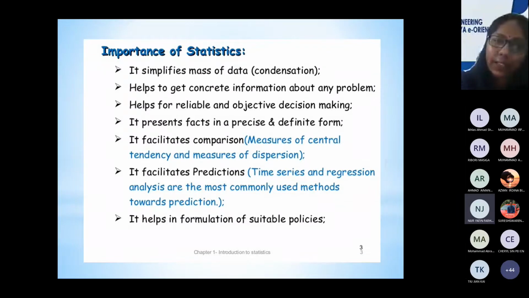Okay, and it presents facts in a precise and definite form. That means with your data, you get exact, precise numbers. If I put in 50 here, it will sell out in 10.5 days. In 10 days, 2 hours and 3 minutes, it will sell out. It can give you precise information, but your information is only as good as your data is. Whatever information it gives you is only from the data. So that's why the data is important.